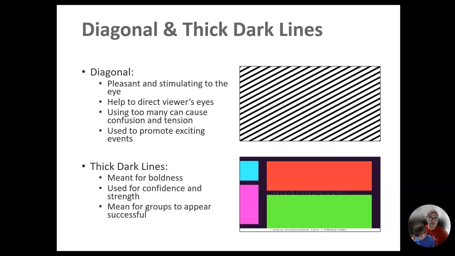And now thick, dark lines. They're meant for boldness and used for confidence and strength, meant for groups to appear successful. We tend to see this a lot in rock band posters or sports entertainment, movie posters, things that are supposed to pop out and be amazing and confident overall. That's what's really important with those lines and how they're built.